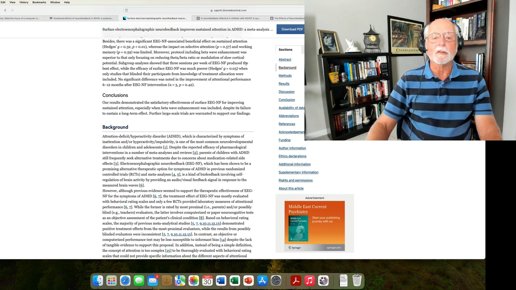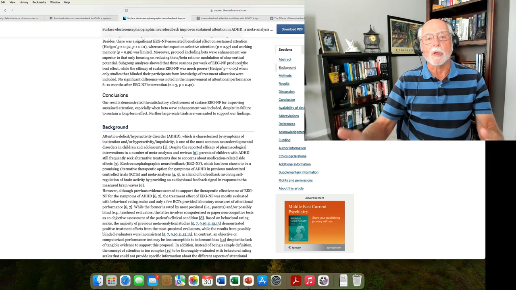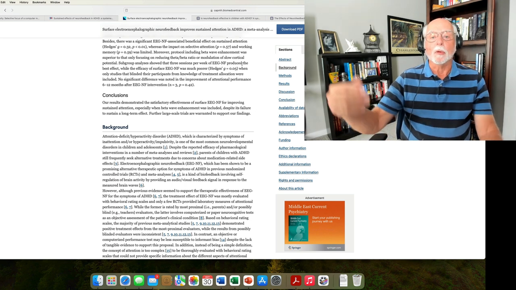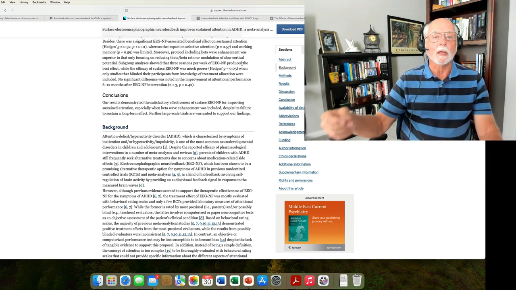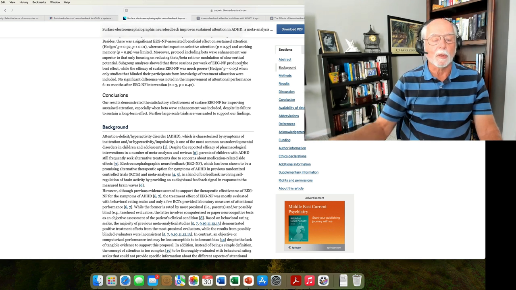However, as it says here, EEG biofeedback did not produce significant effects when people were blinded to the kind of treatment that the individual is getting. So if parents didn't know what the kids were getting, if teachers didn't know what the kids were getting, if the patients didn't know whether they were getting the real treatment or the sham treatment, the effects were not especially impressive.